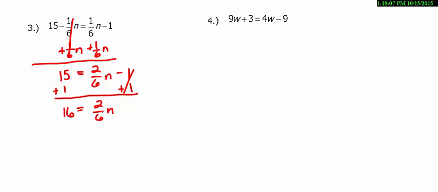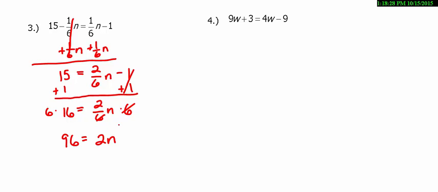Now, what we do have here is something that's attached to the n. There is some division going on here, divided by 6. So what I'm going to do is undo that division by multiplying both sides by 6. The 6's will cancel. 6 times 16 is 96, and that's still equal to 2 times n.